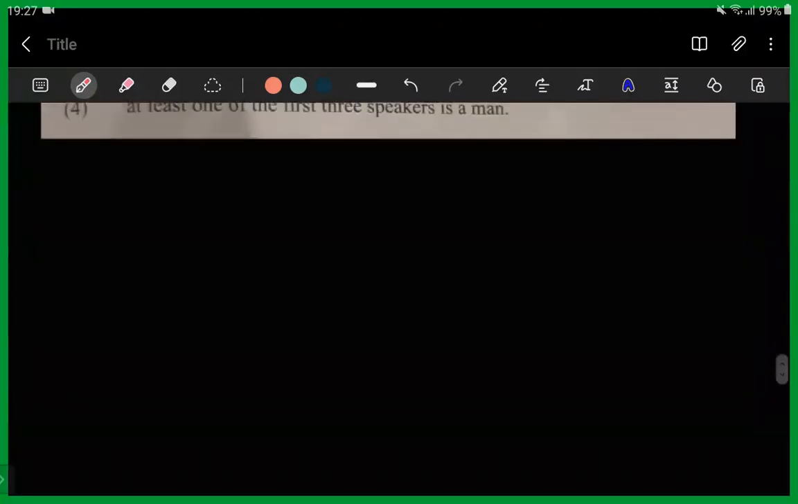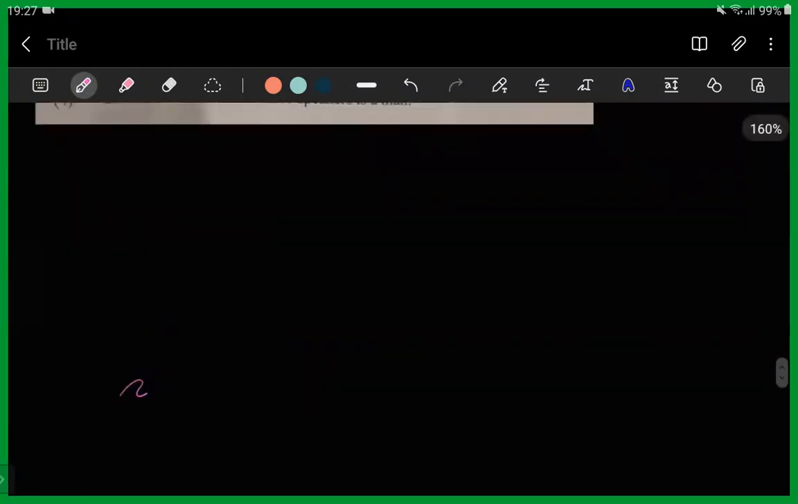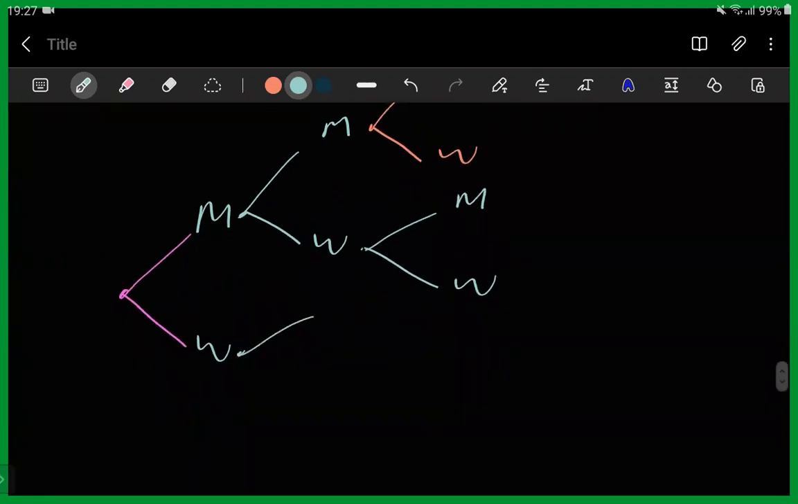So the thing is, if it's 3 speakers speaking, then our tree diagram is going to have 3 stages. This is what it's going to look like. In the beginning, you're going to choose a man or a female. Say they chose a male, they can still choose either a male or a female. Say they chose a man again, they can still choose either a man or a female. That's just one outcome. And then all these other ones also, man, female, and also here, man or female.